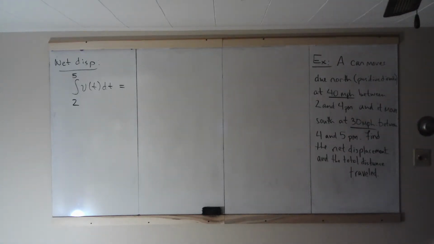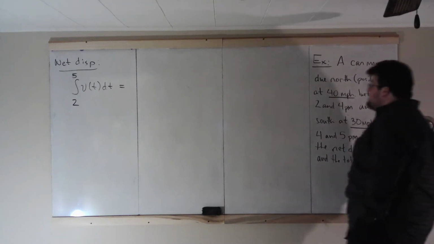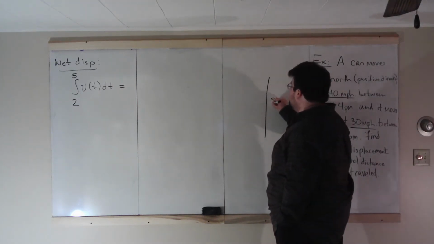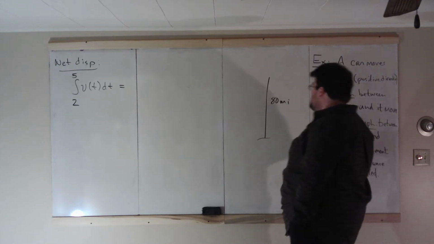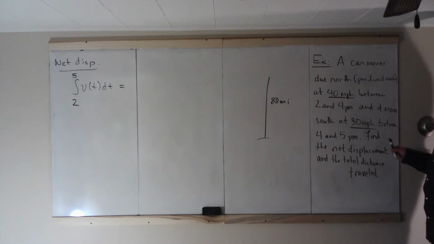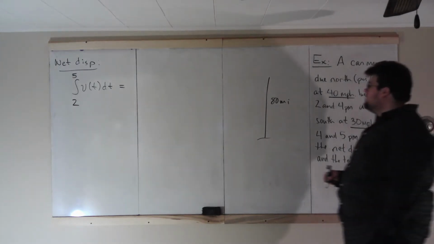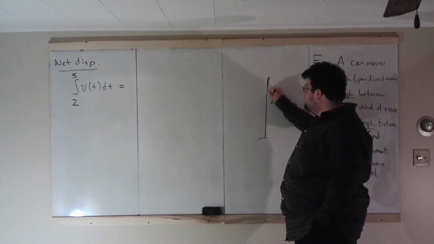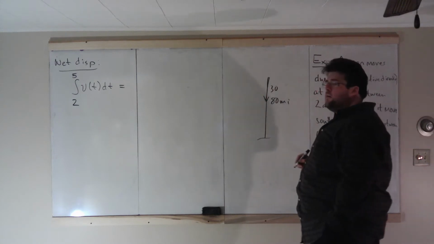North, 40 miles per hour, between 2 and 4 p.m. 40 miles per hour for 2 hours is 80 miles. From 4 to 5, it goes 30 miles per hour south. So from 4 to 5, it goes back down 30 miles.